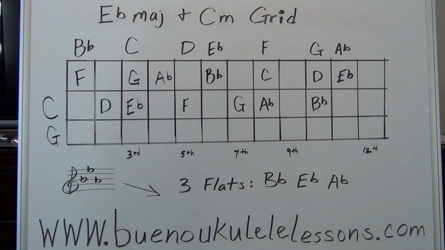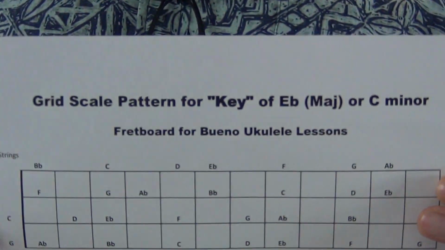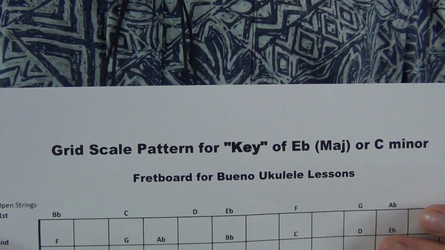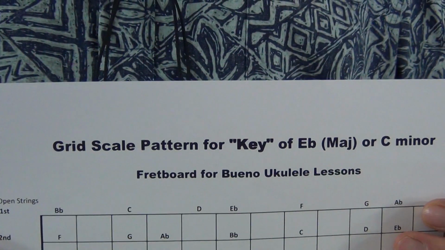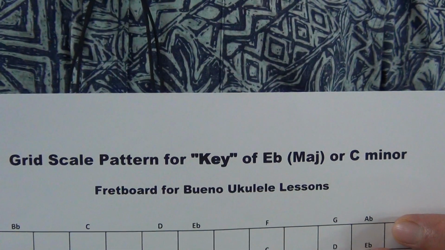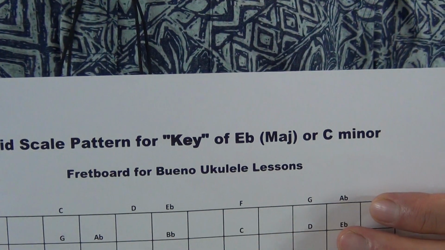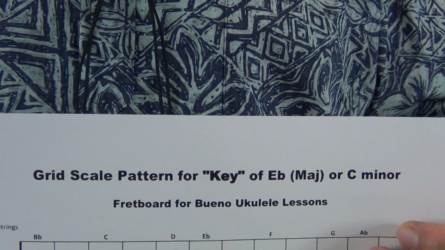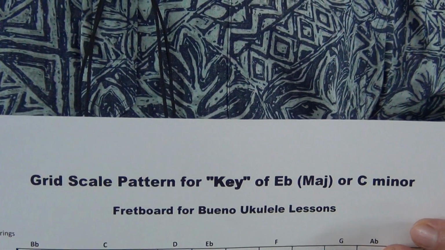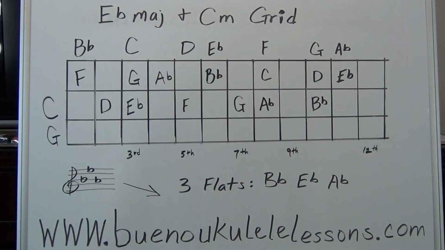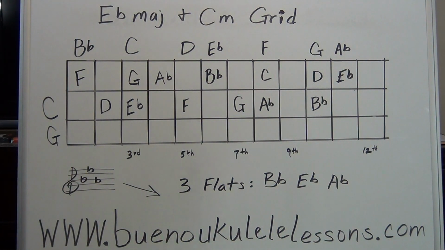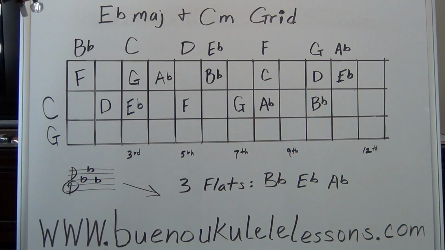Alright, today we're going to talk about practicing B flat major and C minor grid. So go ahead and grab your music sheet and tune up your ukulele while you're at it. Pause the tutorial, grab your music sheet, the grid scale pattern for the key of B flat major or C minor, and then tune up your ukulele, and we'll get started in about a second. Okay, so you got your music sheet, you tuned up your ukulele, and you're ready to go. By all means, please take notes on that music sheet if you have to help you out.